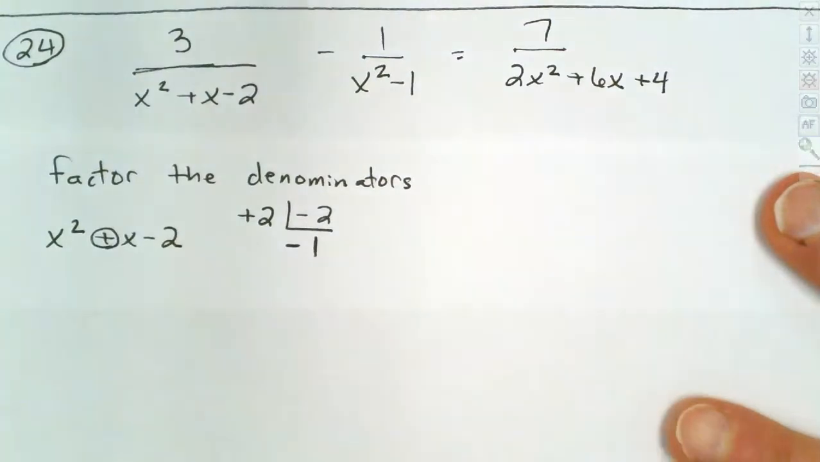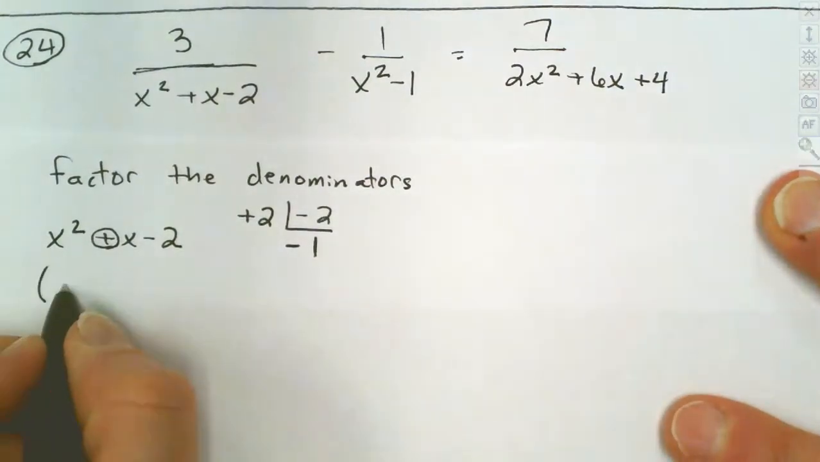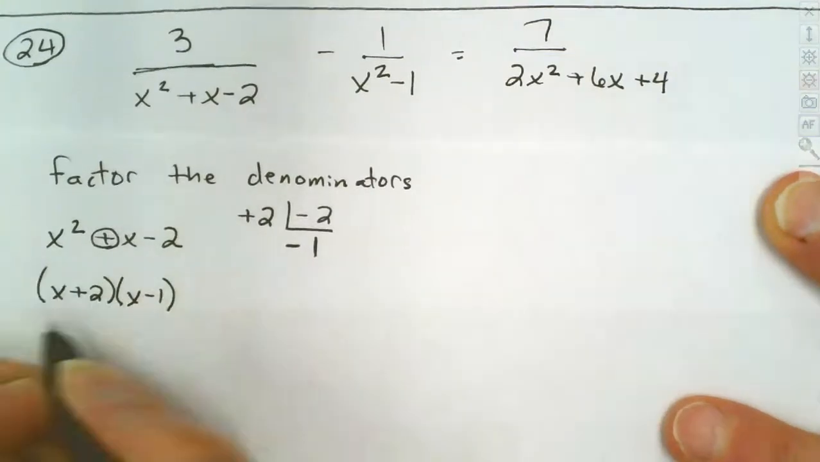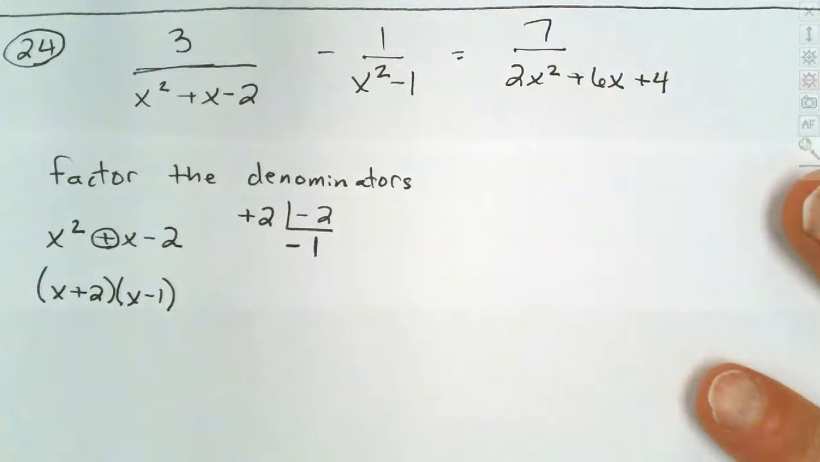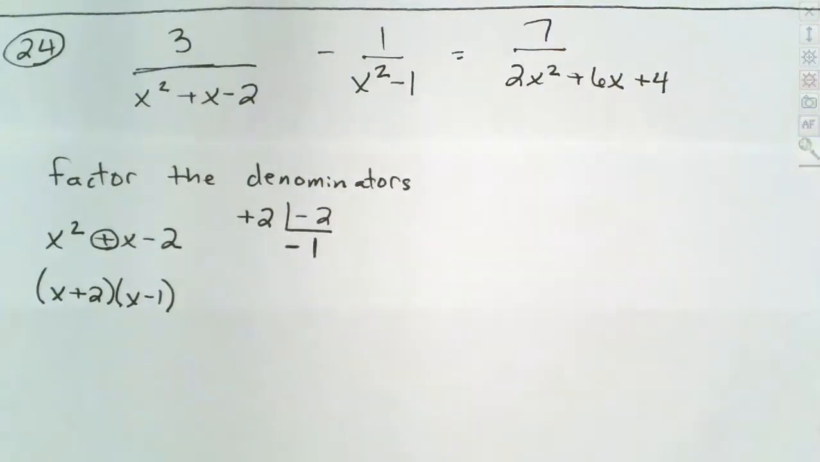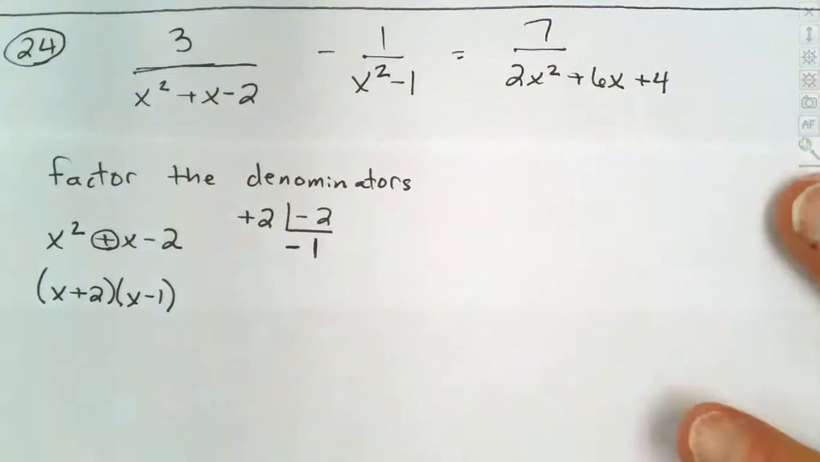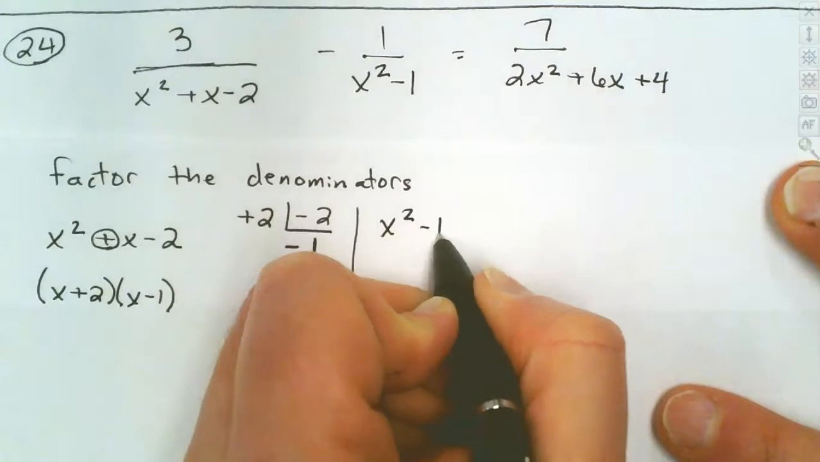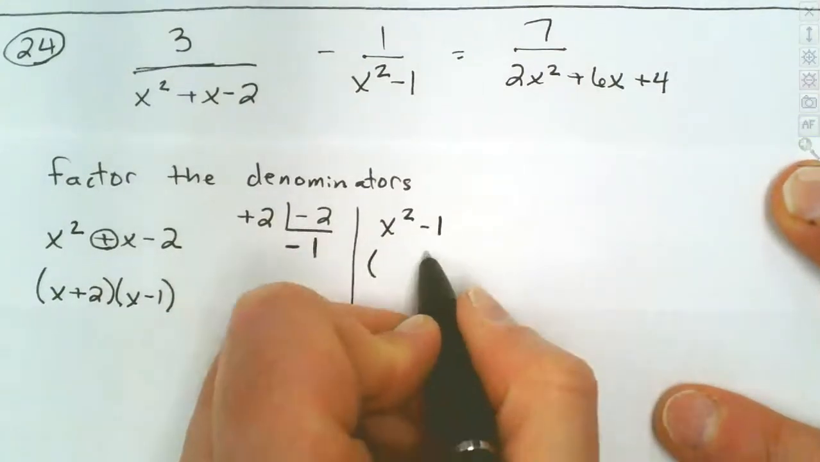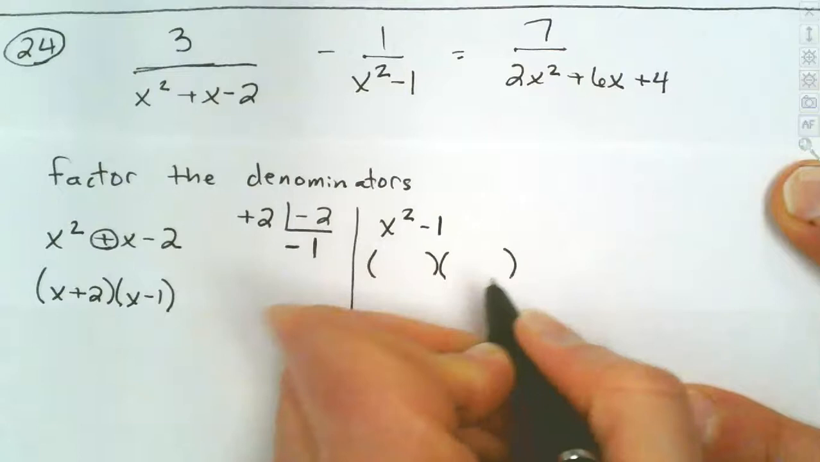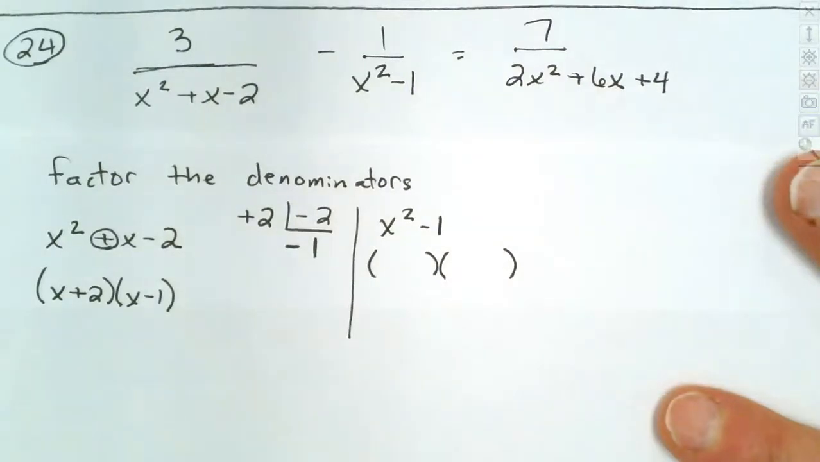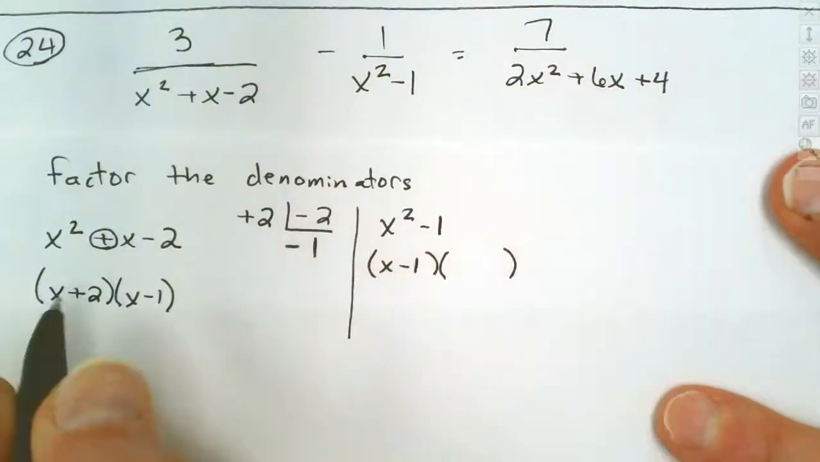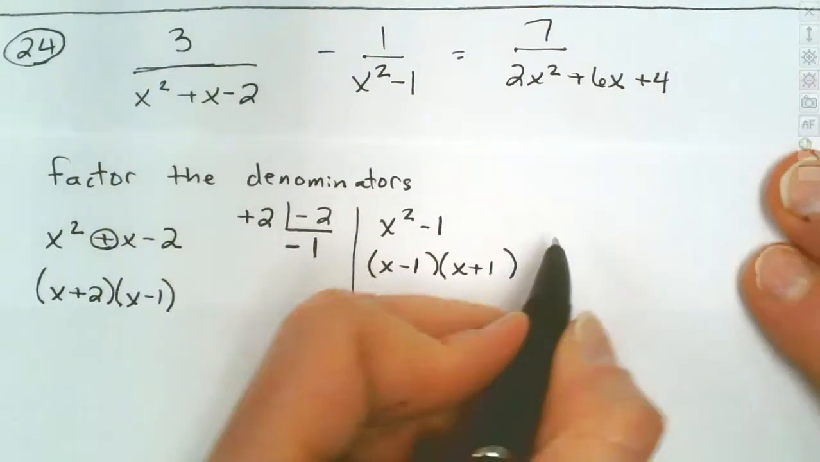Remember how to factor these? So that would then factor down into x plus 2, x minus 1. Is everyone okay with that? So just normal factoring, nothing new there. What about our next denominator? Our next denominator is x squared minus 1. Well, that again, just like the previous one, is a difference of squares. So as a difference of squares, that would factor into x minus 1 and x plus 1.